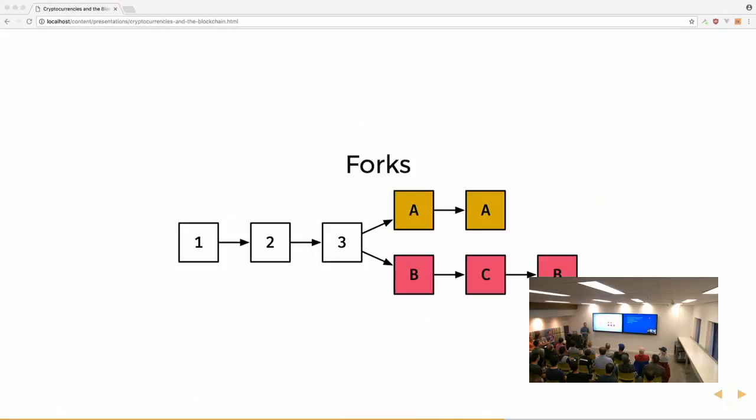Another one is maybe A, or B and C, are malicious. Maybe they're withholding information. So maybe A found a block, but it's keeping it to itself. The reason somebody might want to do that is that if I keep this to myself and then I find the next one, I can broadcast both, and I have a chance of having mined those 2 rather than just the one. So that's another case where, in the presence of malicious nodes, you can have a fork.